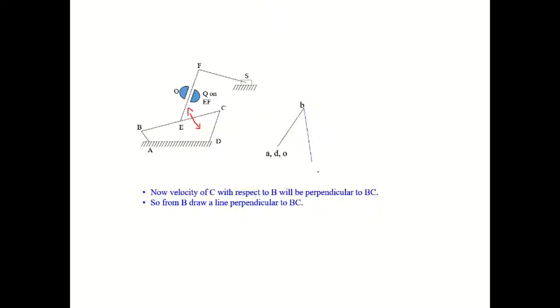Okay, after drawing this, from D draw a perpendicular line to CD. If you draw a perpendicular line, it will go like this. So DC and BC, the meeting point is C.